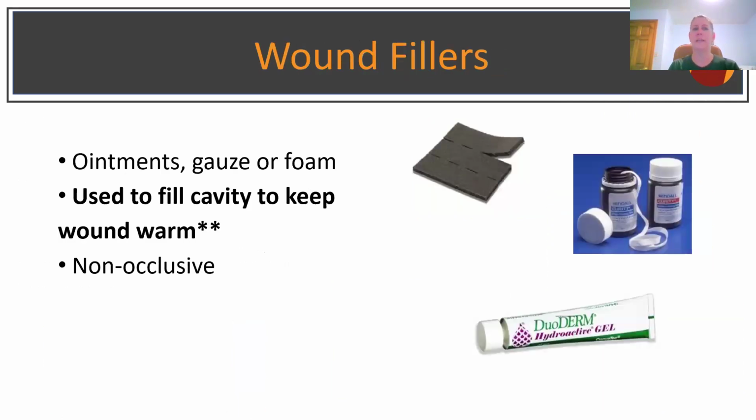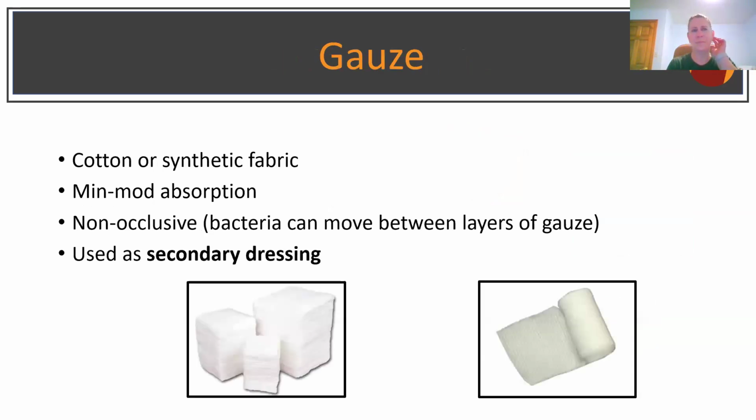Wound fillers, again, are usually ointments, gauze, or foam, and the purpose is, it's usually a deep wound, and we're trying to keep the wound warm. So we have a filler. We never want to pack wounds tightly. If we pack a wound tightly, we're basically causing pressure on the wound, and so we don't ever want to do that.